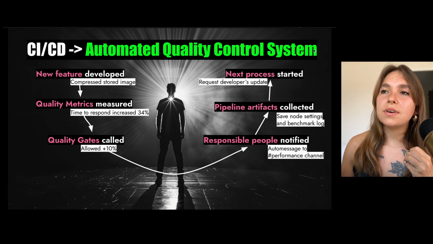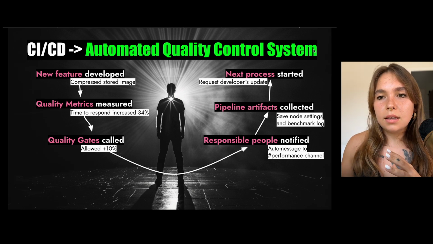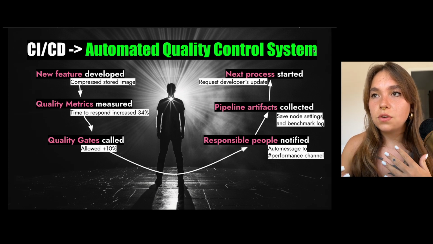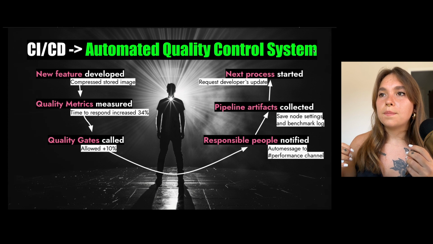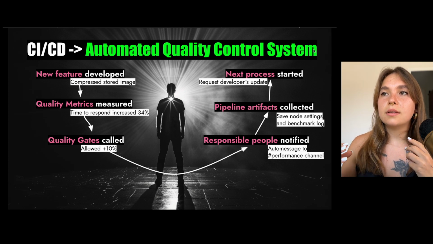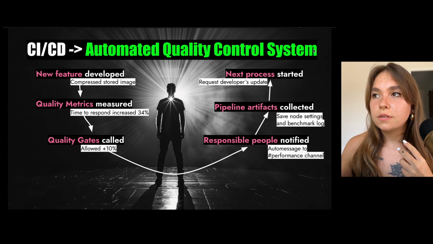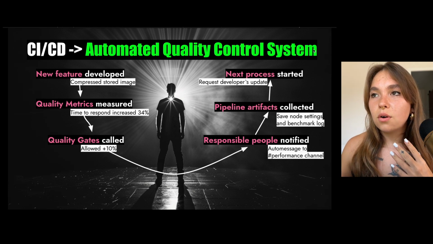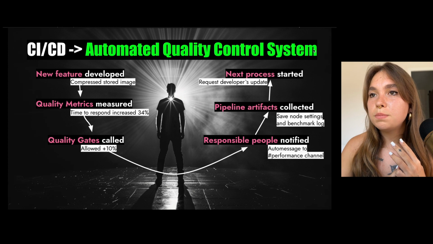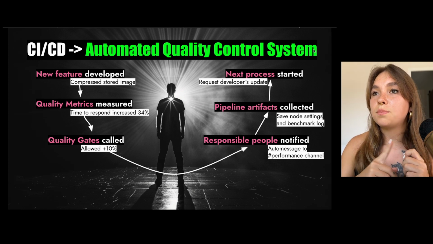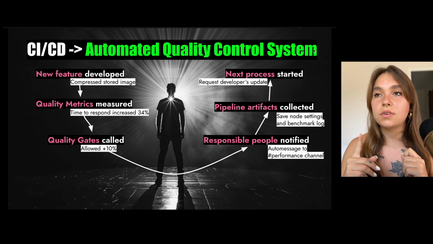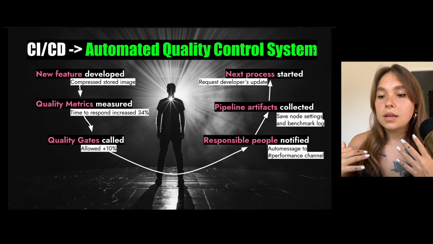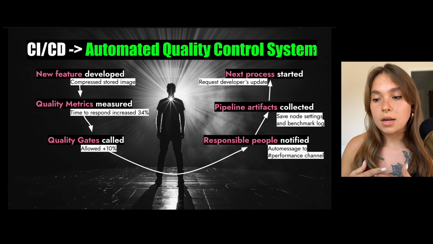So it means that it can exist without us. It can validate new features, it can measure different metrics, it can make some important decisions based on the metric results, and after that it can also notify responsible people, teams, actions, processes, whatever, and it can also call the next process. So it really works without us.